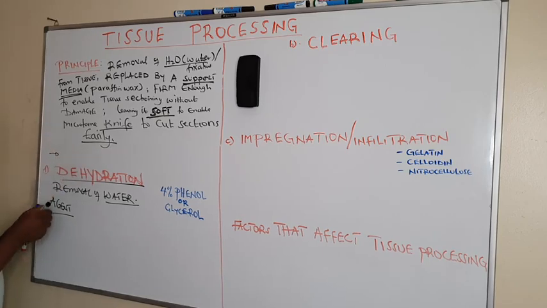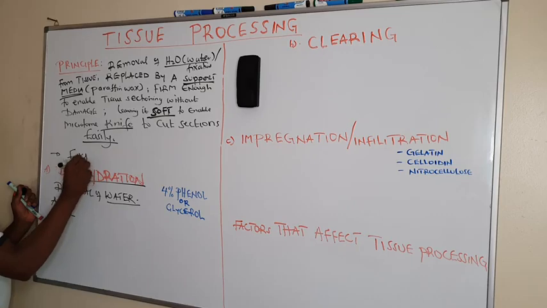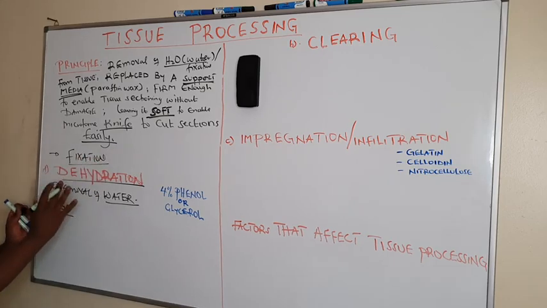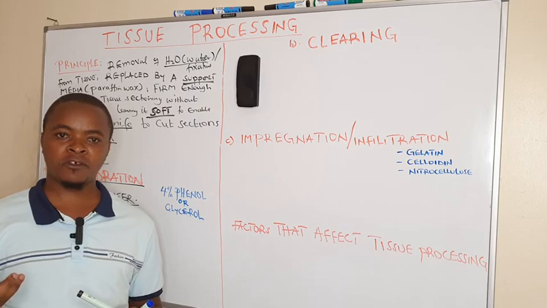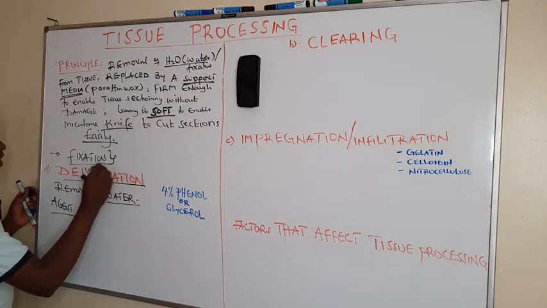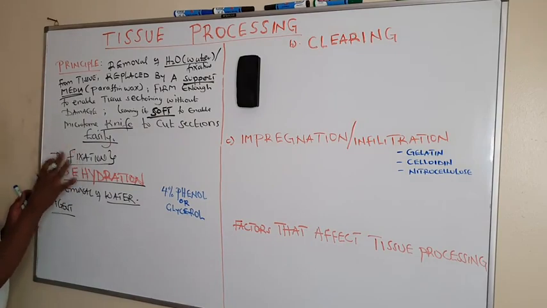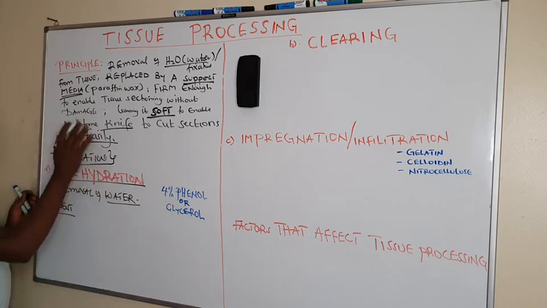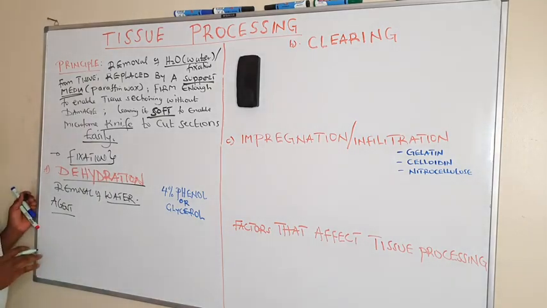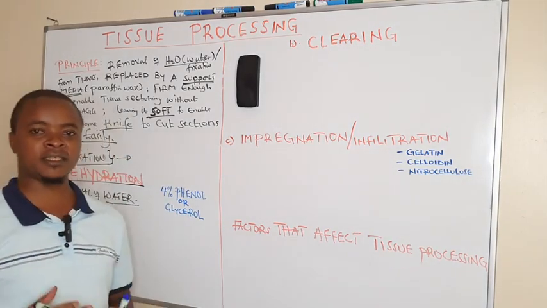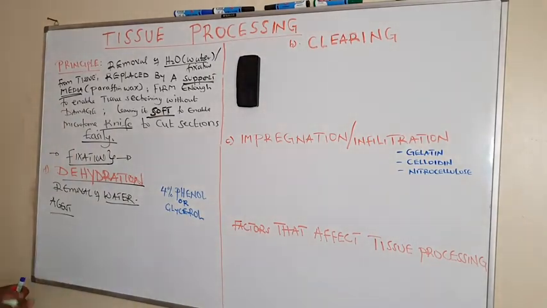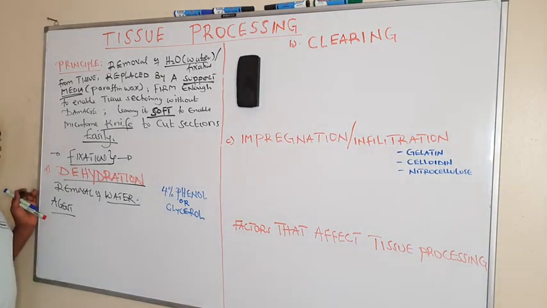Much as I have skipped it here, some books normally include fixation as number one. So sometimes we can see books including fixation, and this fixation is included so that in case the tissue was not well fixed before, it can be fixed very well at this level. So sometimes they can give you four steps, or sometimes we can begin from dehydration. But sometimes fixation can be part of tissue processing. With fixation, we are making sure the tissue remains in its lifelike state without autolysis and putrefaction by bacterial agents.